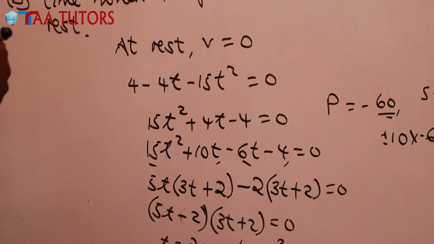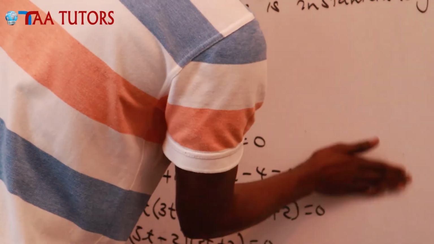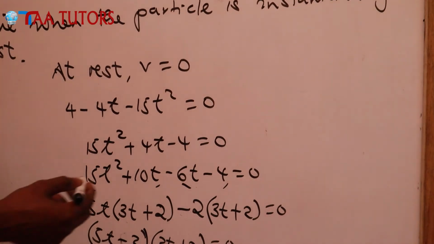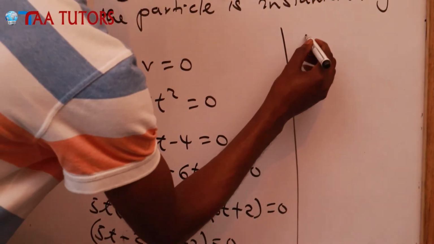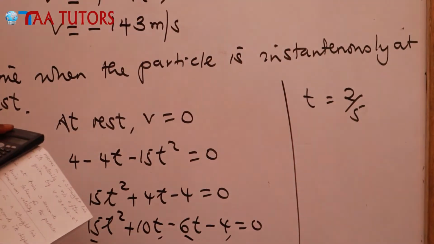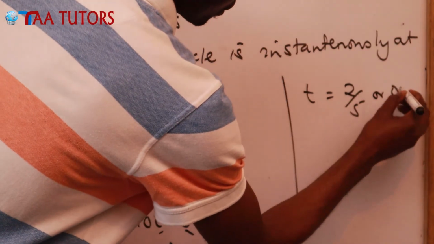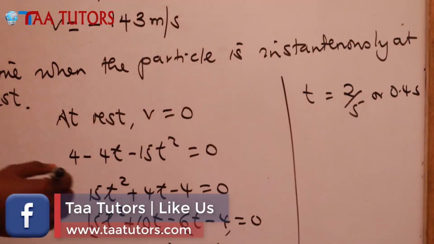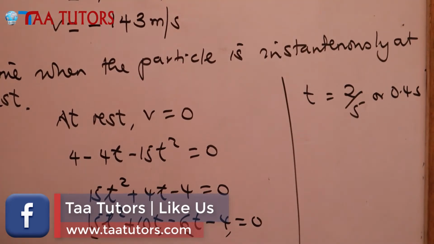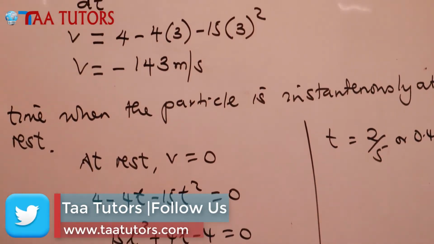But like I said before, time cannot be negative. So it means that time will be t equals 2 over 5. 2 divided by 5 is 0.4 seconds. So we can say that the particle will be instantaneously, or momentarily, at rest after 0.4 seconds. That is what we have there.